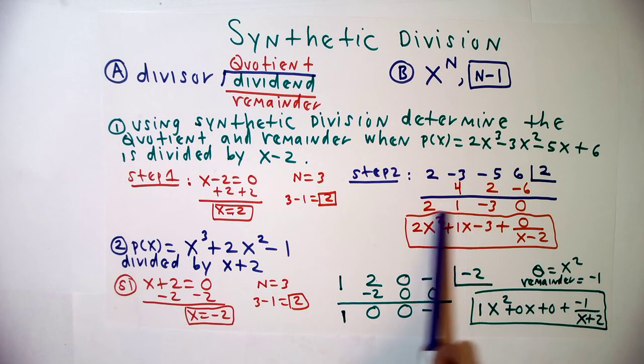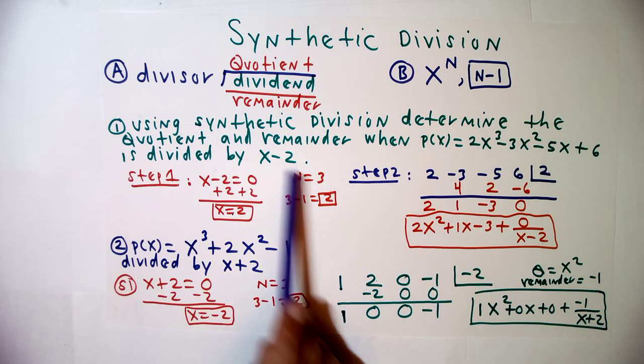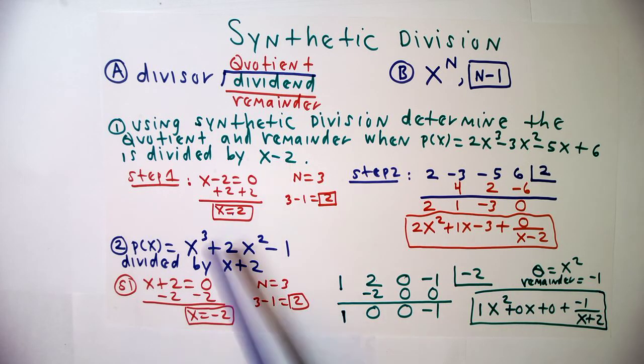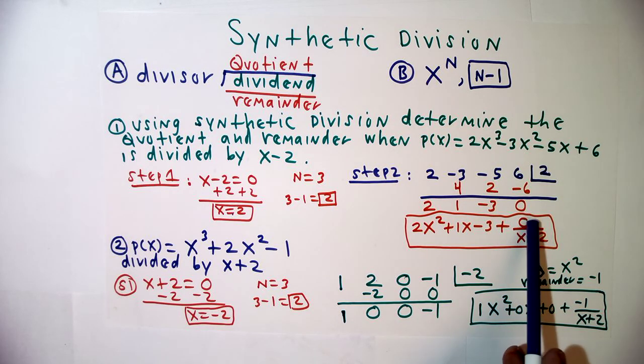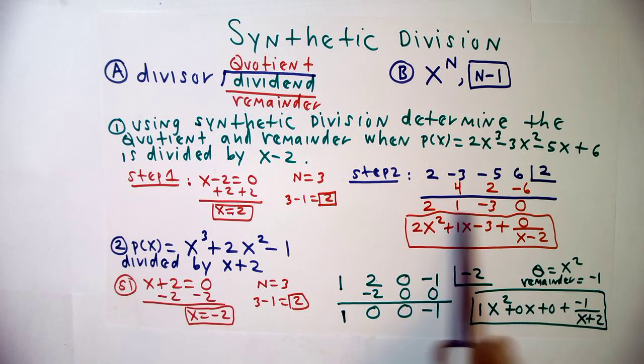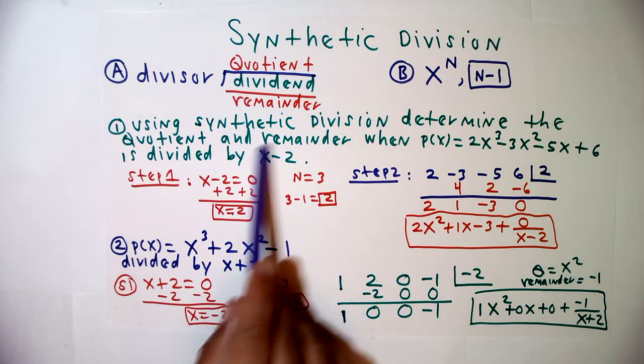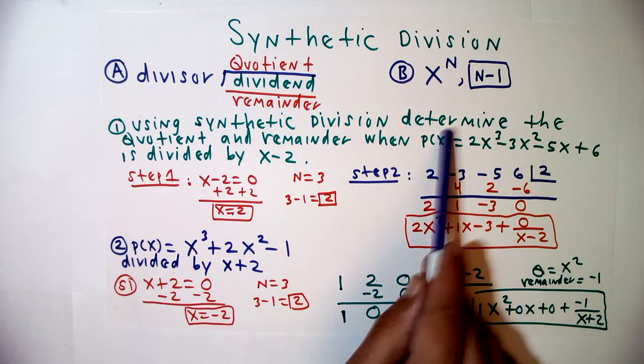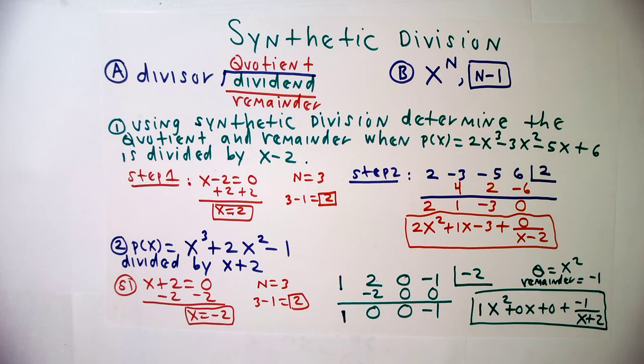I can do the same thing here. If you multiply that quotient by the divisor, and then you add the remainder, actually in this case, this one is a good one because there is no remainder. So if you multiply that quotient with that divisor, you should be able to get the original function there. And that tells you that the example is good 100%.